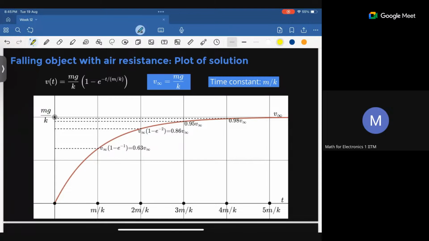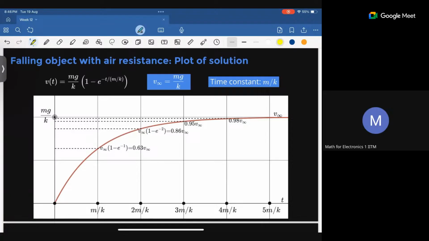And you can also see that the speed has some limit. It will not go beyond a certain value. As time goes to infinity also, speed will not go to infinity. Speed is converging to some value which we call v infinity. Even if you drop from very high, maybe from the sky, where that object can fall an infinite distance, the ball will not gain infinite speed. It will just gain a certain maximum speed and it will stay like that.